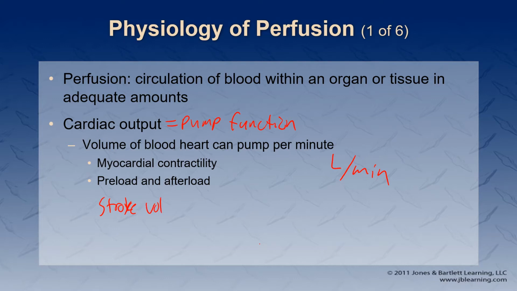Stroke volume. Sorry, my K was starting to be an X because I was thinking ahead. Stroke volume times the heart rate equals the cardiac output, right? So the stroke volume is how much blood gets pumped out per beat, and you multiply that by the total number of beats per minute, and that's going to give you your volume over a minute. So that should be fairly intuitive, right? It's the same if you think about your minute ventilation, right? It's your tidal volume times your respiratory rate. This is the same thing, but on the heart side of things.